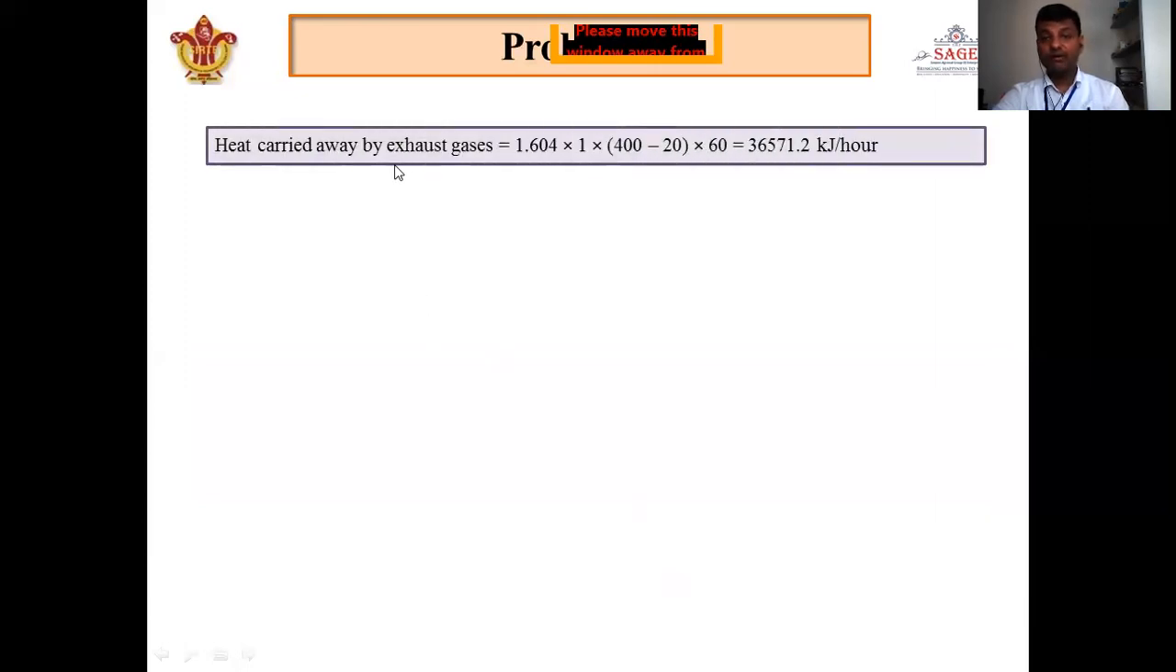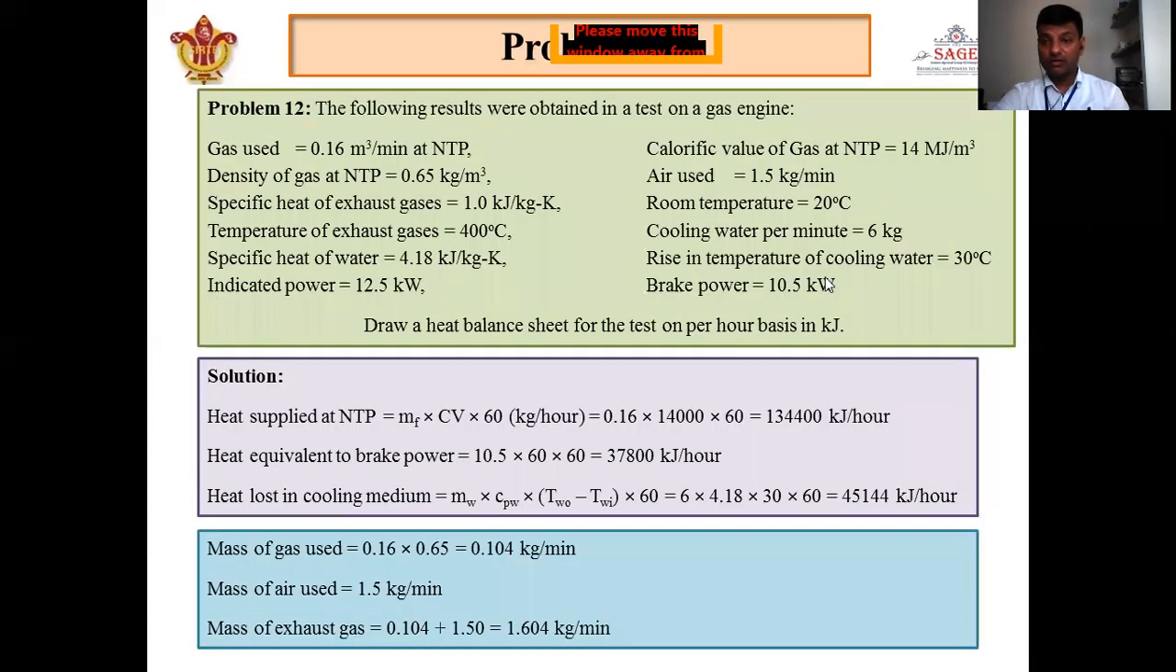Now, the heat carried away by the exhaust gas. Here it is given that the temperature of the exhaust gas is 400 and the room temperature is 20. This means the air is initially at 20 degrees centigrade, and after combustion, the temperature will become 400 degrees centigrade. So there will be a rise of temperature of 380 degrees centigrade.